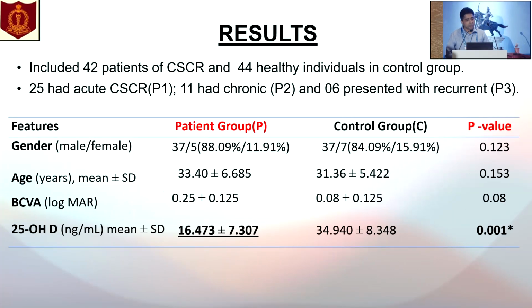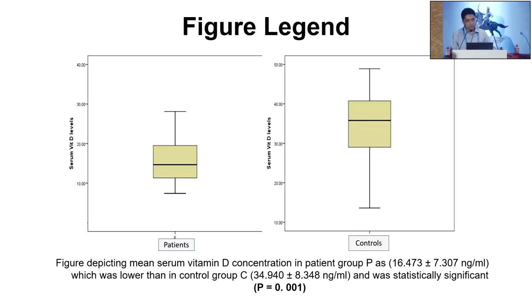Now coming to our results, our study included 42 patients of CSR and 44 healthy individuals in the control group. 25 patients had acute CSR, 11 had chronic, and 6 presented with recurrent CSR. If we compare the patient and control groups for gender, age, and BCVA, they were comparable. But if we come to the level of serum vitamin D, the patient group had significantly lower vitamin D level, and the p-value was significant. The same has been depicted in the figure, as you can see.